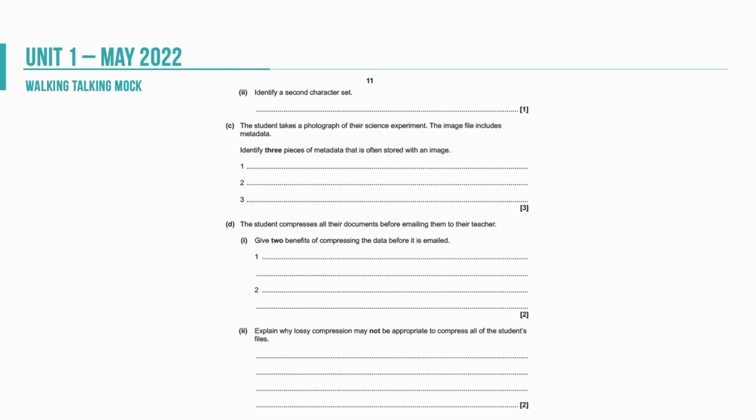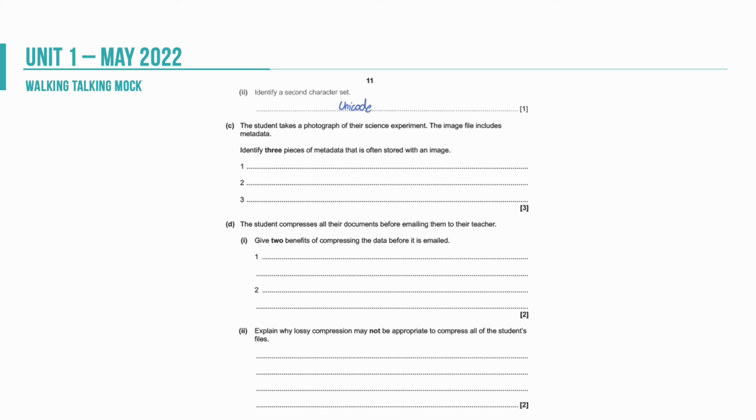We're asked then to identify another character set. There are only 2 character sets in the GCSE, ASCII and Unicode. It's asking for another, so Unicode, because we were given ASCII in the previous question. So Unicode is the only answer you can get there.